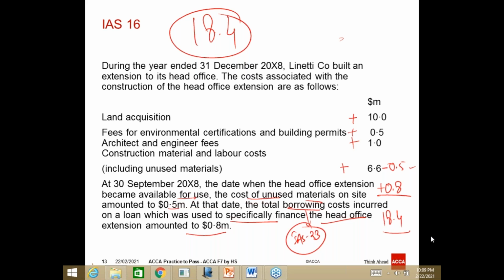Very good. Yes, you are sending the questions to the right forum. The answer is right, 18.4 million. But if the borrowing cost was not specifically to finance the office building, then it is not going to be capitalized.